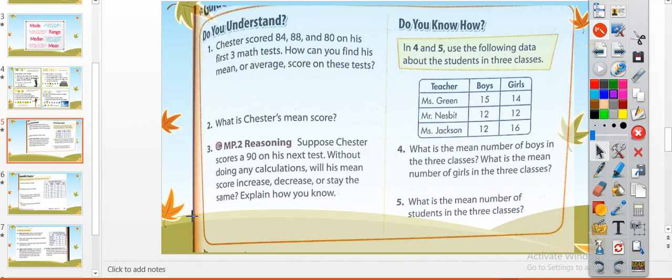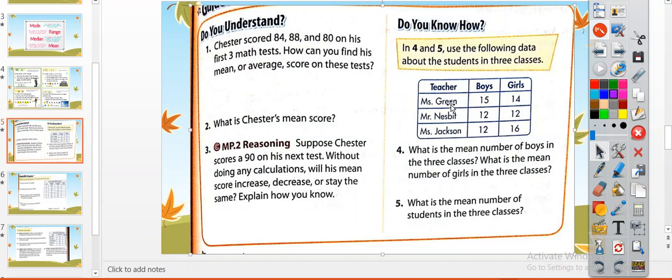So here in question 5 and 4, find the following, use the following data about the students in the 3 classes. I have Mrs. Green, Mr. Nesbitt, and Mrs. Jackson. The number of boys here is 15 and 14. The number of boys 12 and 12. The boys here is 12 and the girls is 16. First question is, what is the mean number of boys in 3 classes? What is the mean number of boys?